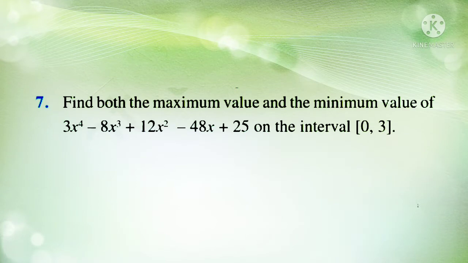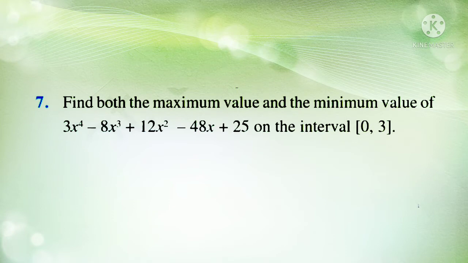Okay. After completing question number 6, if you see the next one, question number 7, the question is given in this way: find both the maximum value and the minimum value of the given function 3x⁴ - 8x³ + 12x² - 48x + 25 on the interval [0, 3], a closed interval. One thing we know, in case of a closed interval, we always have to apply the absolute maxima and absolute minima method, which is also known as the first derivative method, is it not?